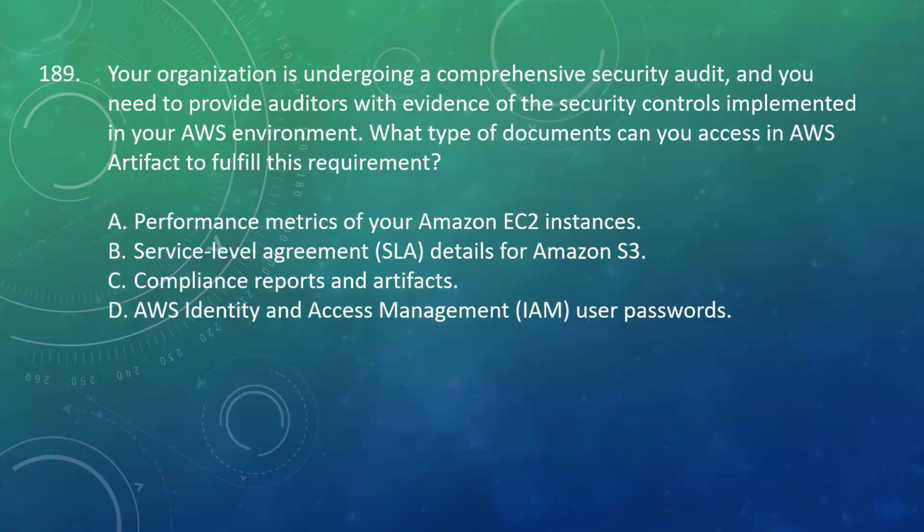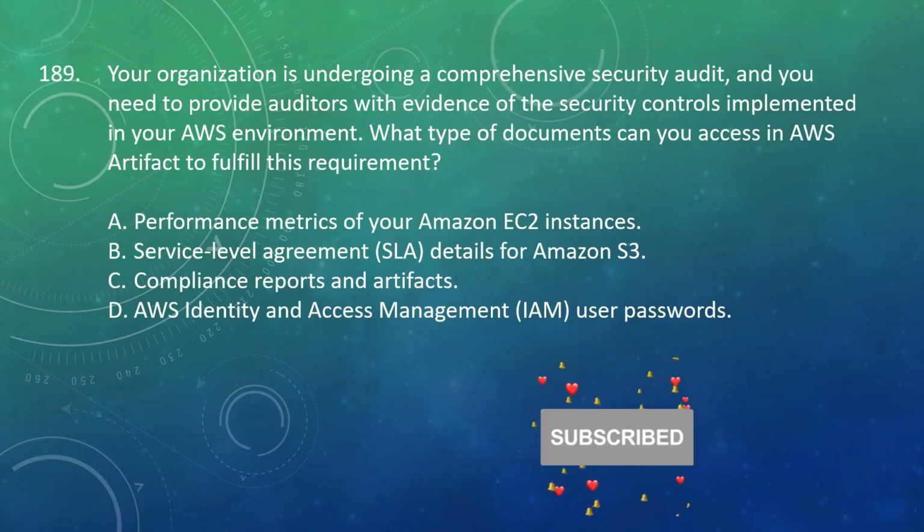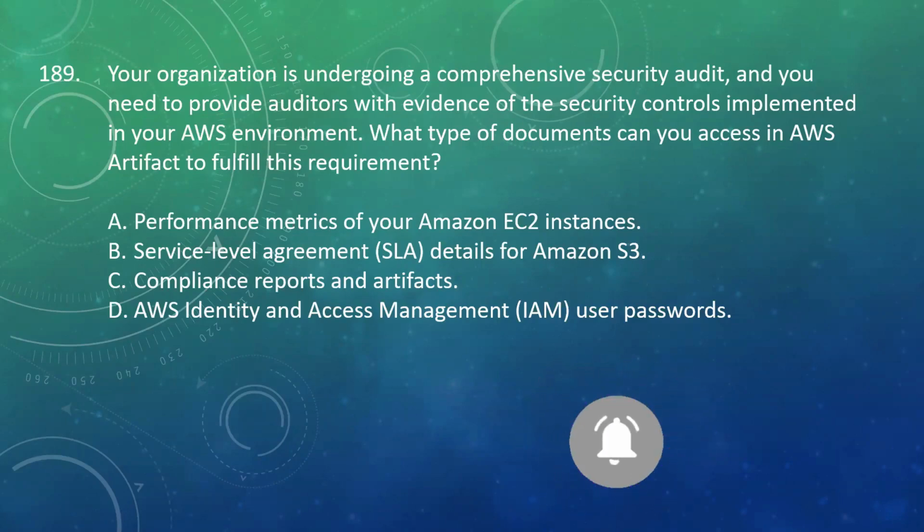Question number 189. Your organization is undergoing a comprehensive security audit, and you need to provide auditors with the evidence of the security controls implemented in your AWS environment. What type of documents can you access in AWS Artifact to fulfill this requirement? Your options are: performance metrics of your Amazon EC2 instances, service level agreement details for Amazon S3, compliance reports and artifacts, AWS Identity and Access Management user passwords.